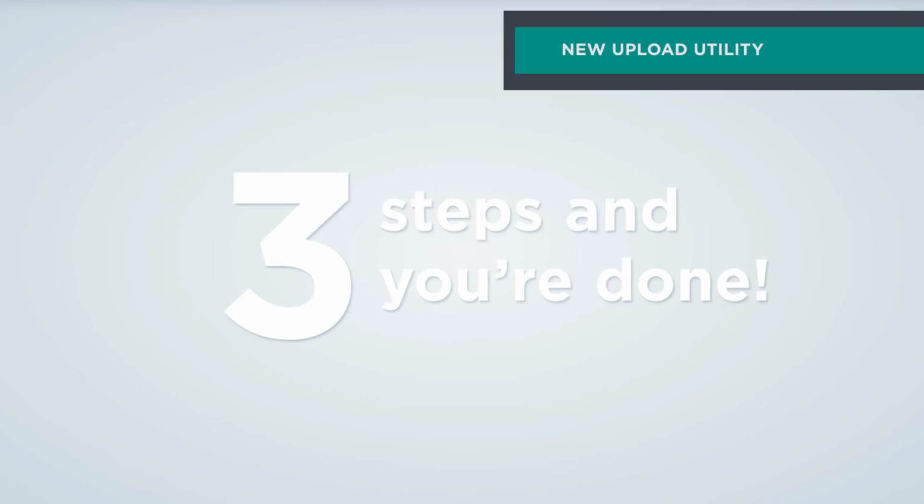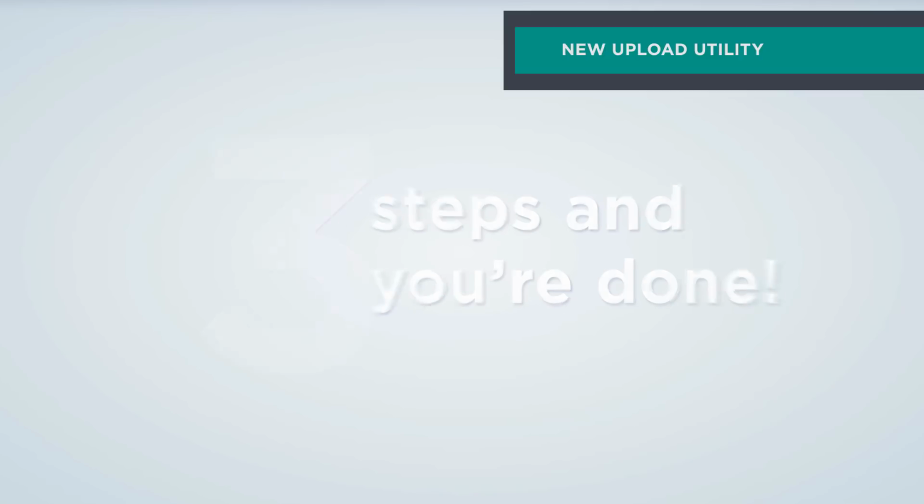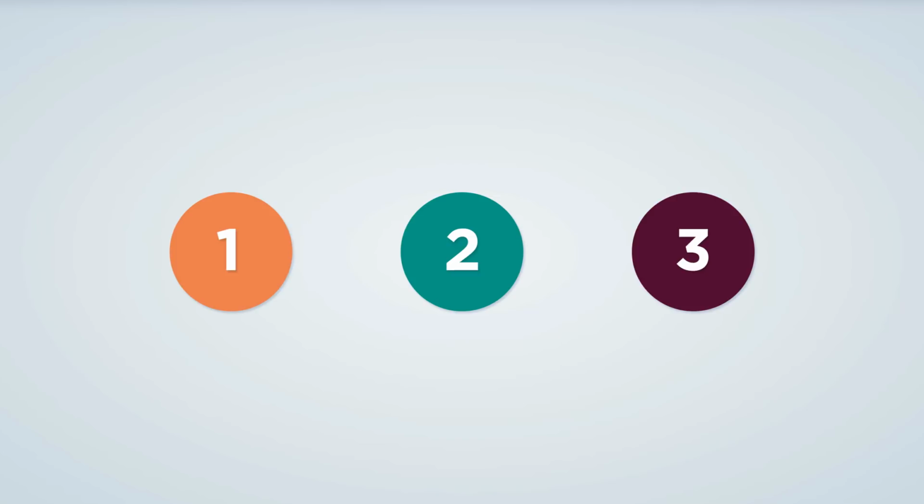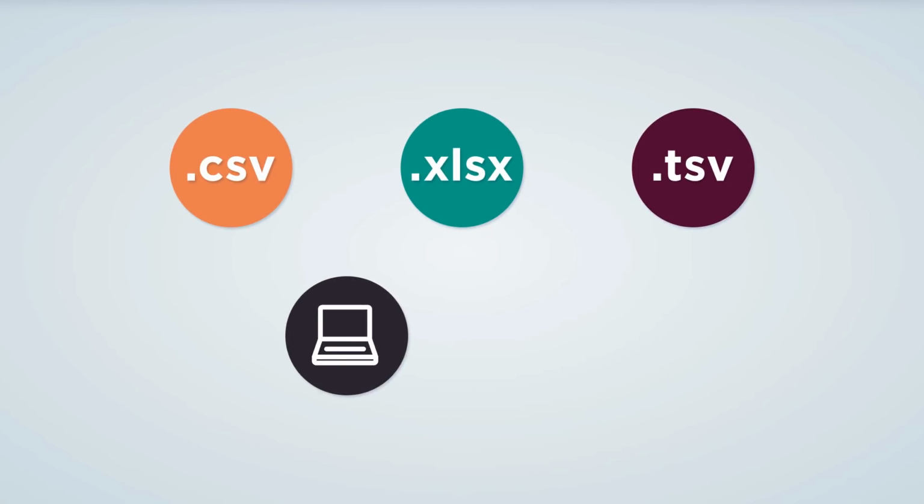3 steps and you're done. With V13's upload utility, you only need 3 clicks to upload files into 1010 Data. Use the tool to upload delimited files such as CSV, xlsx, or TSV files saved on your local machine or in 1010 Data's FTP. Let's look at how this new feature works.